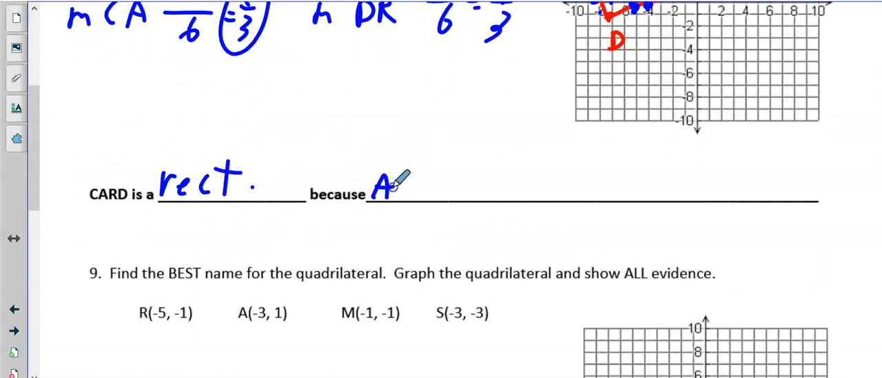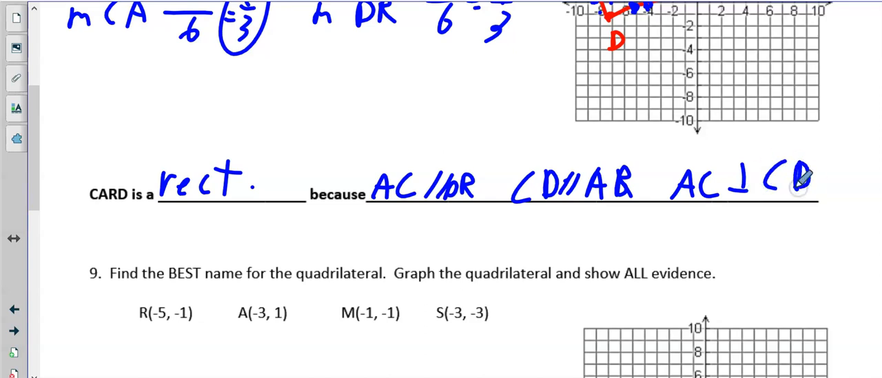because AC is parallel to DR. Whoops, DR, sorry. We know that CD is parallel to AB. And we know that AC is perpendicular to CD. We could have picked any of the sides because we know they're all perpendicular. There we go. That's it.